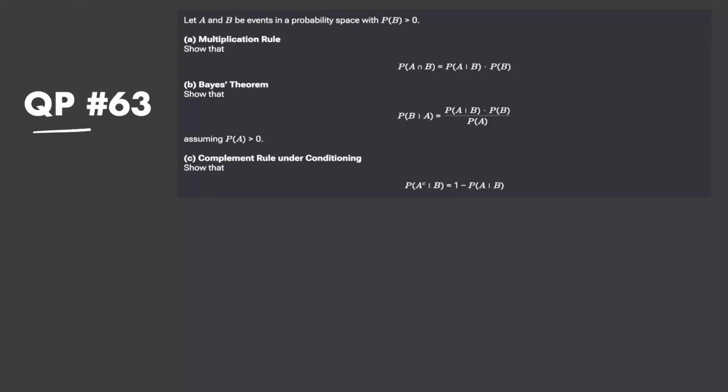Hello everyone, today let's take a look at Quantipus number 63, just asking us to prove some basic properties about sets and about conditional probability. So we have these events A and B in a probability space, and the probability of B is greater than 0, so we need to prove the multiplication rule, Bayes' theorem, and the complement rule under conditioning. So let's just get into it down here.